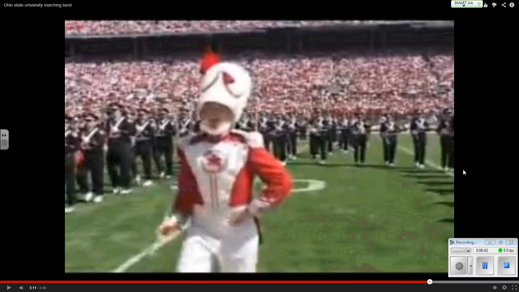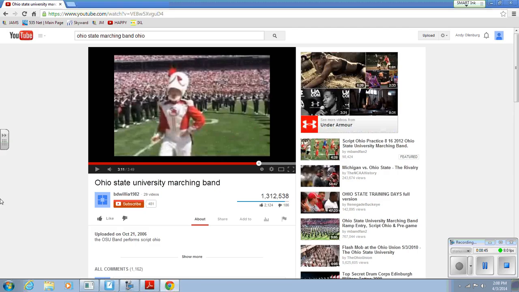All right. That is actually the Ohio State Marching Band, and they do perform that before every game.